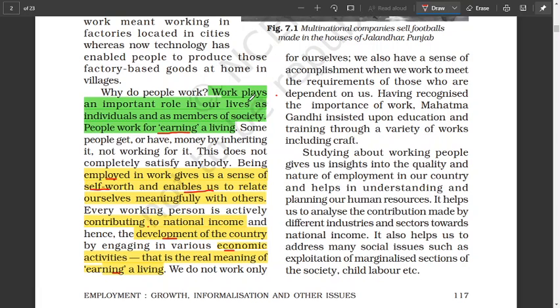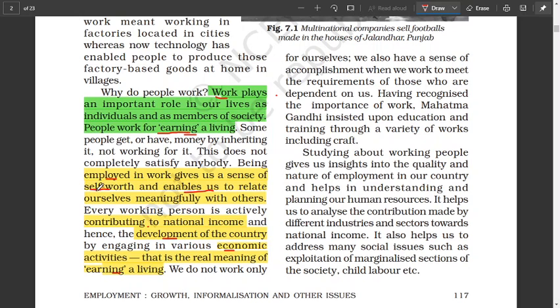Let's talk about work first. We all work or want to work. Work plays an important role in our lives as individuals and as members of society because we all work for earning, and that's the ultimate aim: to earn and to be able to get access to the necessities of life. If we don't work, we don't earn. So employment gives you earning.